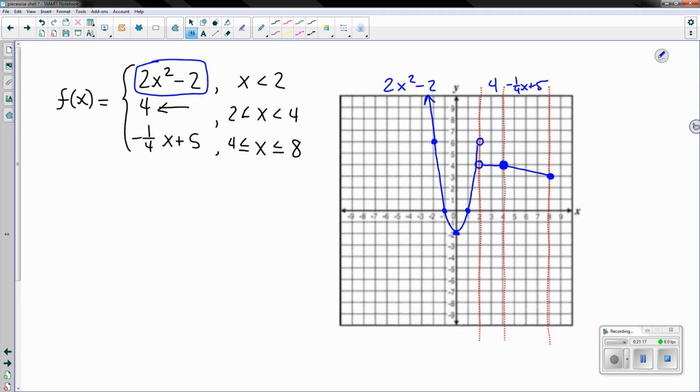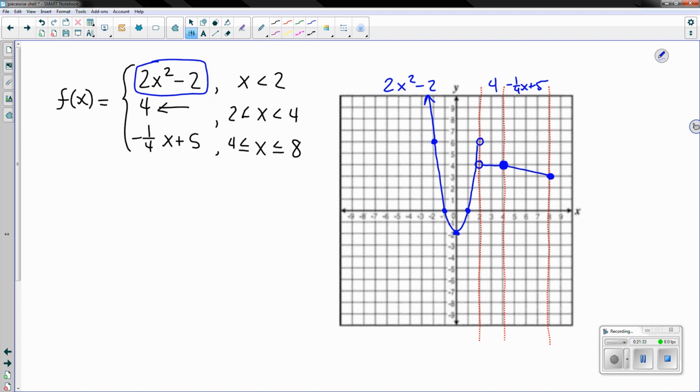A final thing that you should do to check: I've graphed each region, shown curvature with enough points for the quadratic. For the constant and the linear, all I need is 2 points to connect those. Just keep in mind constant is going to be a flat horizontal line.